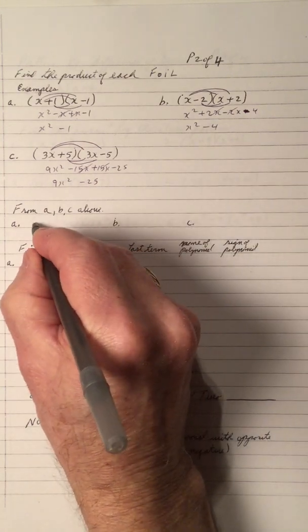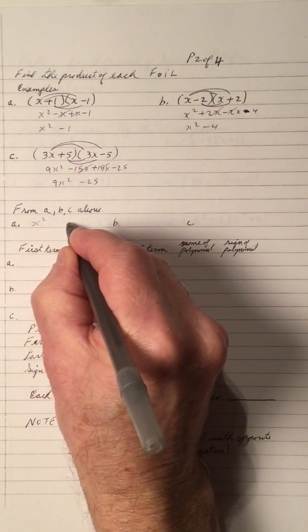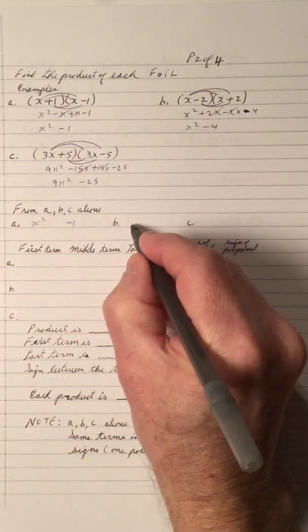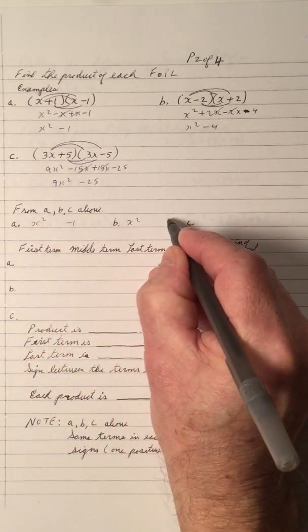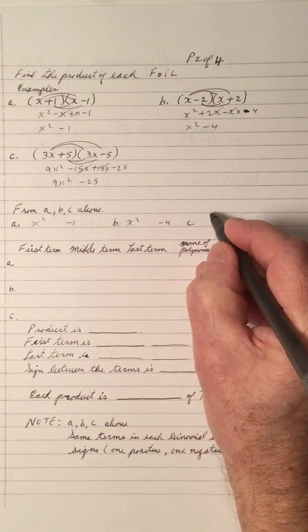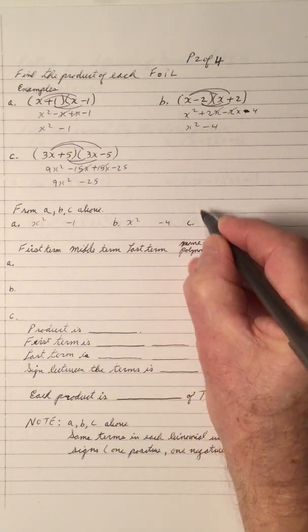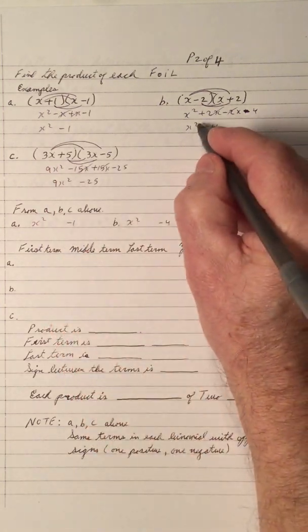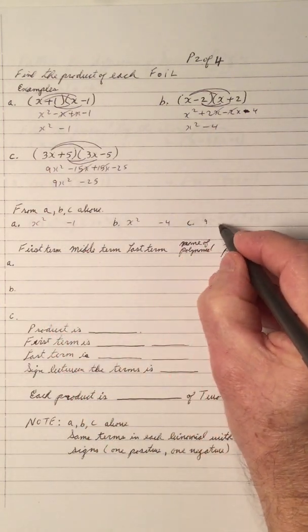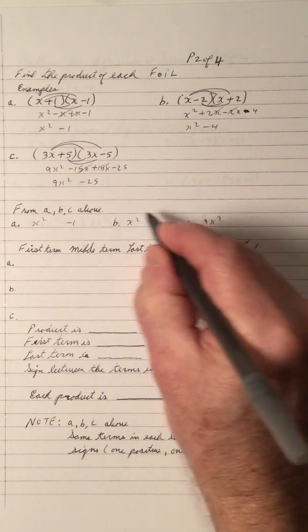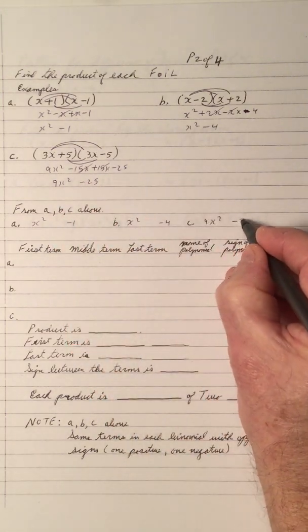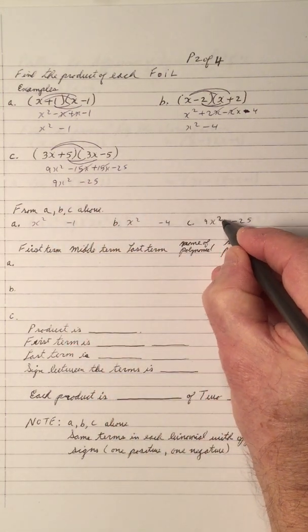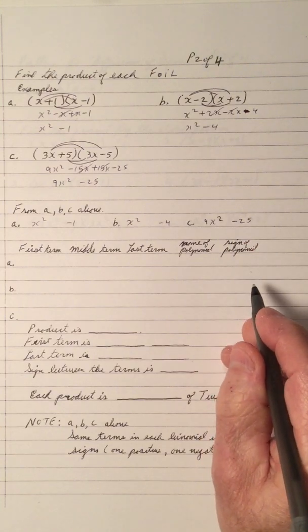And we write down each of the answers here. But I'm just leaving that. I'll show you something now. You might say, why am I spreading this out? Well, I don't have to. So A is x squared minus 1. B is x squared minus 4. And C is 9x squared minus 25. And also I left a gap.